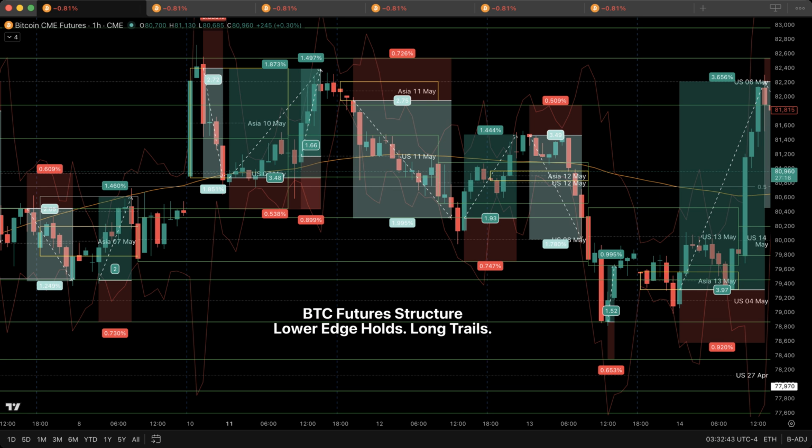Long entry line. May 13th Asia session lower boundary. That is the line where the market shows whether it still wants to defend the session. If that lower boundary holds, the session remains alive. If that lower boundary breaks and cannot recover, the long idea weakens fast.